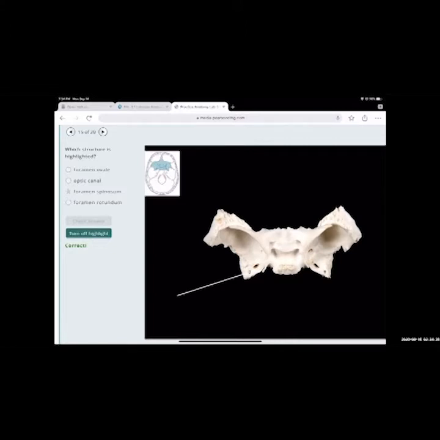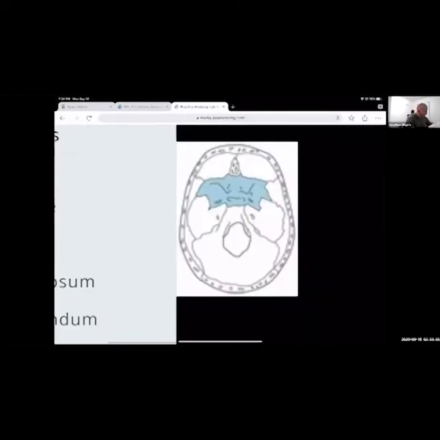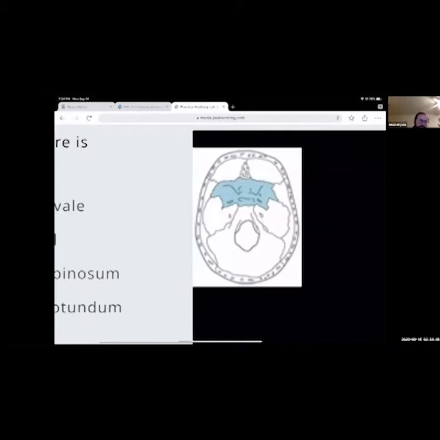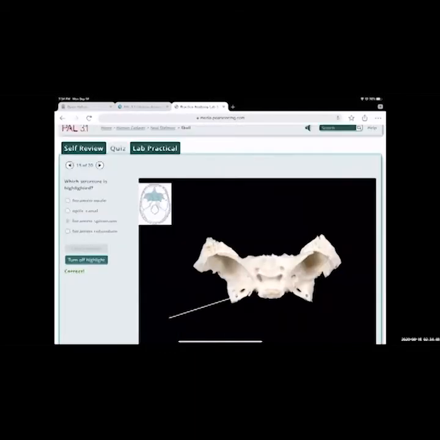That one is not the occipital bone. Look at the picture in the upper left-hand corner. What's the shape? Butterfly. So what bone is it? Sphenoid bone. Perfect.